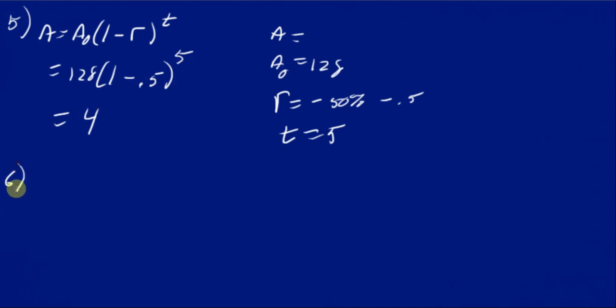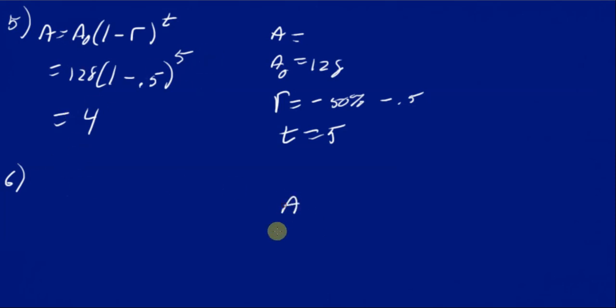Okay, number 6. We've got a breathing problem. About 12% of the air in your lungs is replaced after one breath. We want an exponential decay model for the amount of the original air left in your lungs if the initial amount of air is 500 milliliters, and then how much is present after 240 breaths. It's the same exact problem as this, just different numbers.